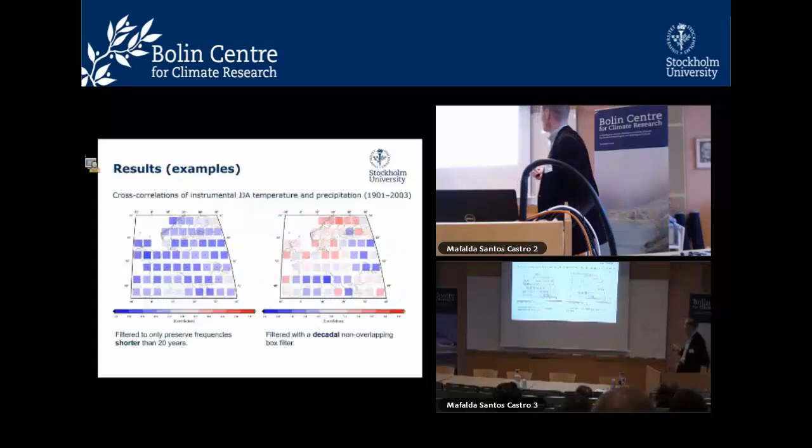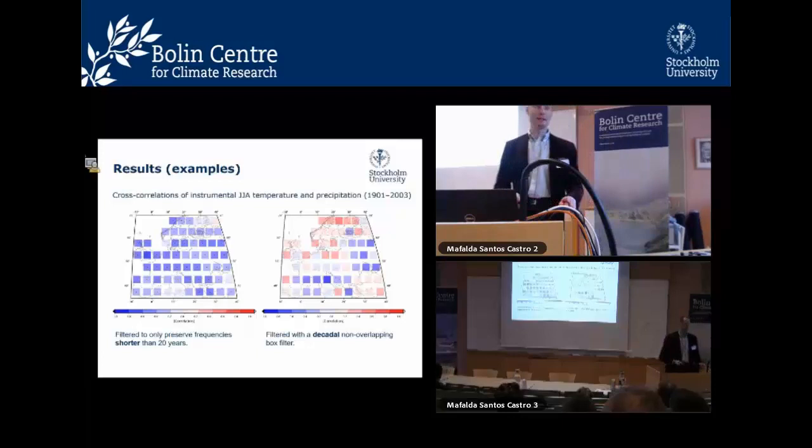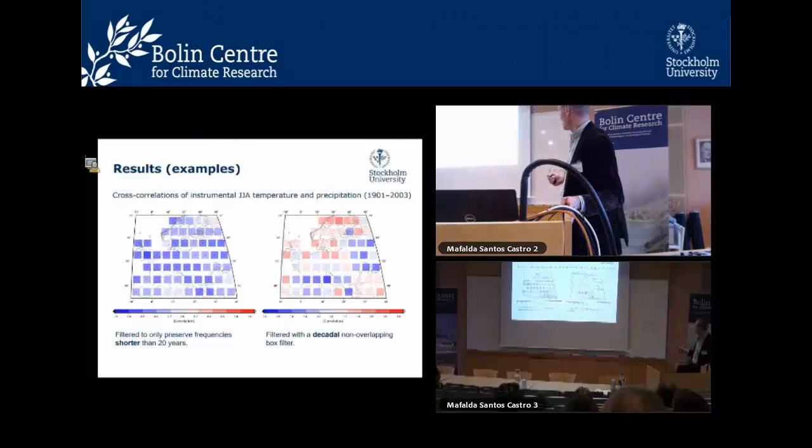If you look at precipitation in the 20th century and look at the high-pass filter data that only preserves variabilities on timescales shorter than 20 years, we see a negative and significantly negative correlation basically everywhere. When it gets warmer in summer, you get less precipitation. But if you go down to a decadal timescale, we see a slightly different pattern.